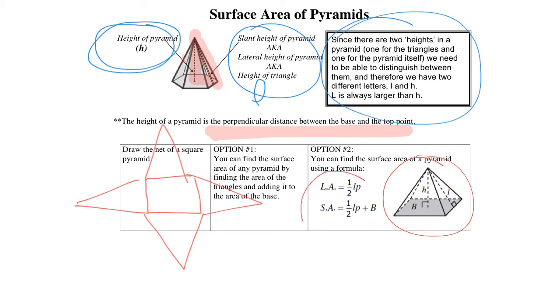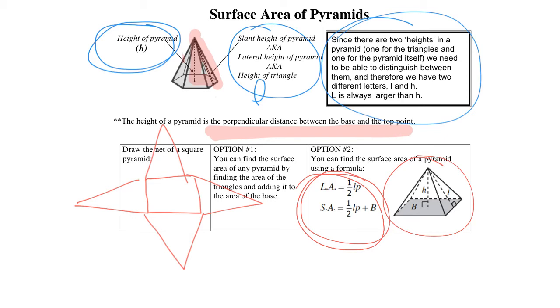So let's just look through our formulas and make sure we understand all the letters now. So we know LA stands for the lateral area. That's really just the triangles. It's finding the area of all the triangles. And the formula is 1/2 LP, where P stands for the perimeter of the base. We saw that earlier. P is the perimeter of the base. L is the slant height of each triangle, which is really just the height of each triangle.